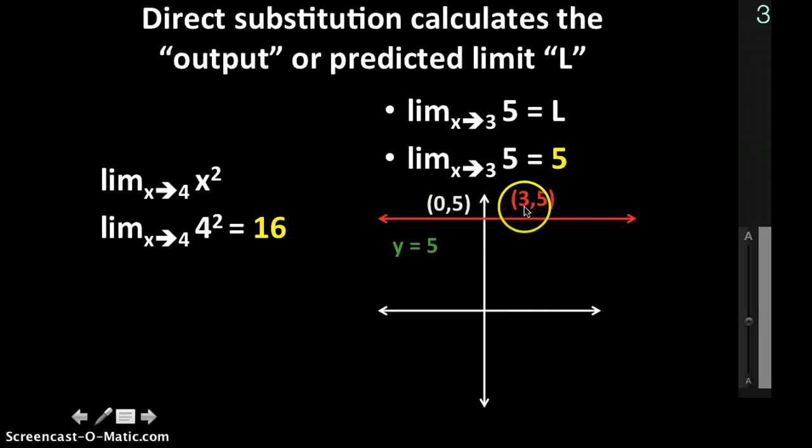And so at 3, the output's 5. Just like at 0, it's 5. Just like at 20, it's 5. It's the constant 5. So the limit is 5. Limit is a y direction statement. It's an output. So here's the point (3, 5).